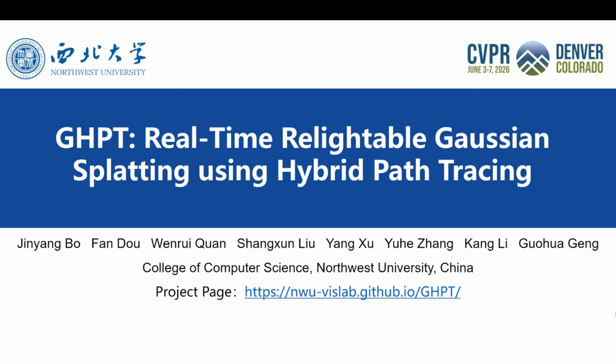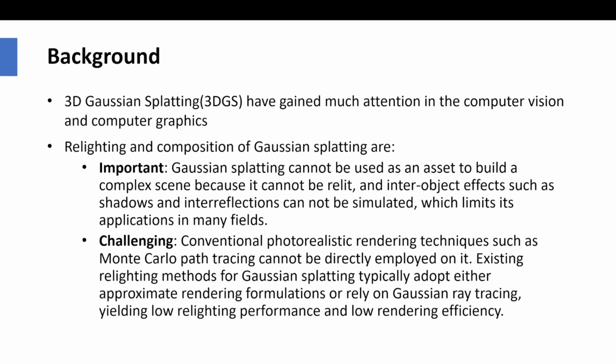Hello everyone. Today I'm going to present our recent work on real-time relightable Gaussian splatting using hybrid path tracing. Relighting and composition of Gaussian splatting are important. Gaussian splatting cannot be used as an asset to build complex scenes because it cannot be relit, and inter-object effects such as shadows and inter-reflections cannot be simulated, which limits its applications in many fields.